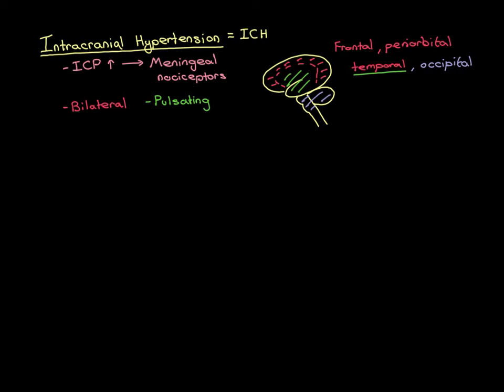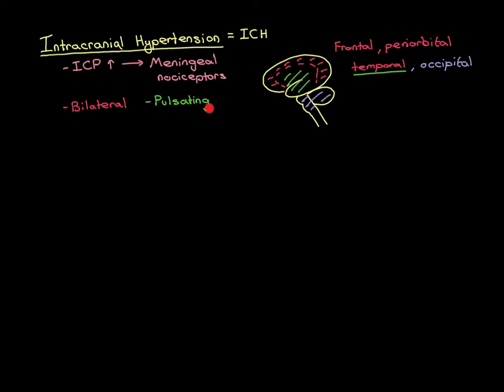Okay, so I've now given you a basic description of the pain that you're going to have in intracranial hypertension, and I hope you understand where I've come up with all of these descriptions from. It's going to be bilateral because the meningeal nociceptors everywhere are going to be activated. It's going to be in these regions bilaterally because that's where the pain from the meninges refers to, so it's going to effectively be all over the head.